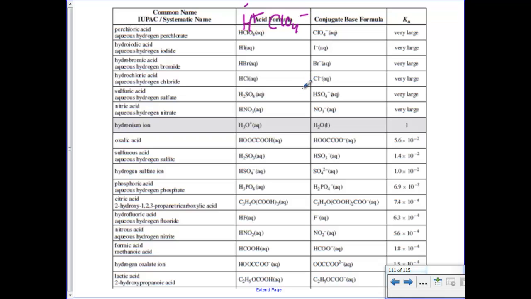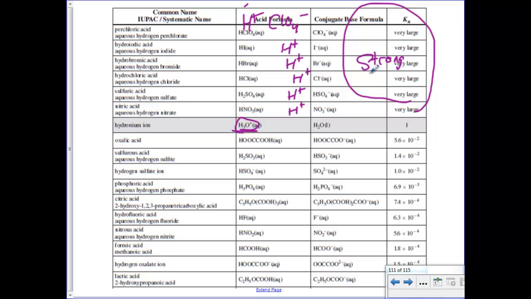Often what they do in this table is they don't bother writing the H plus because everything is going to split off an H plus. So then they tell you what the other half is going to be. So HI will always split up into H plus and I minus. H plus, Br minus. H plus, Cl minus. H plus, HSO4 minus. H plus, NO3 minus. These 6 right here above the hydronium line are considered strong.